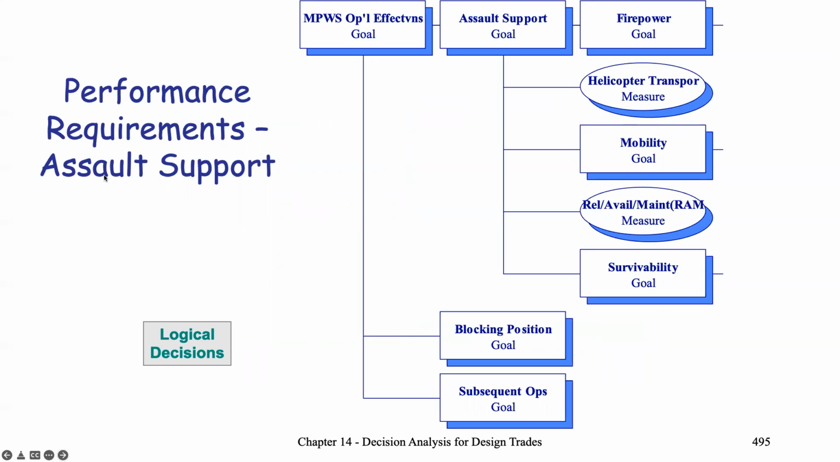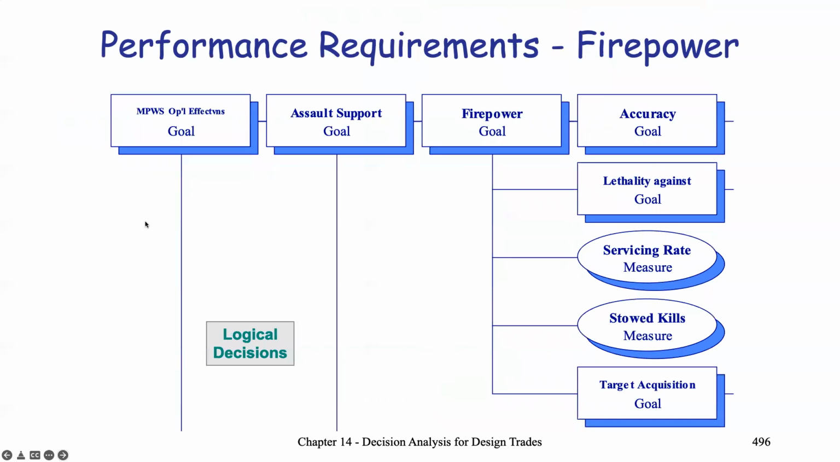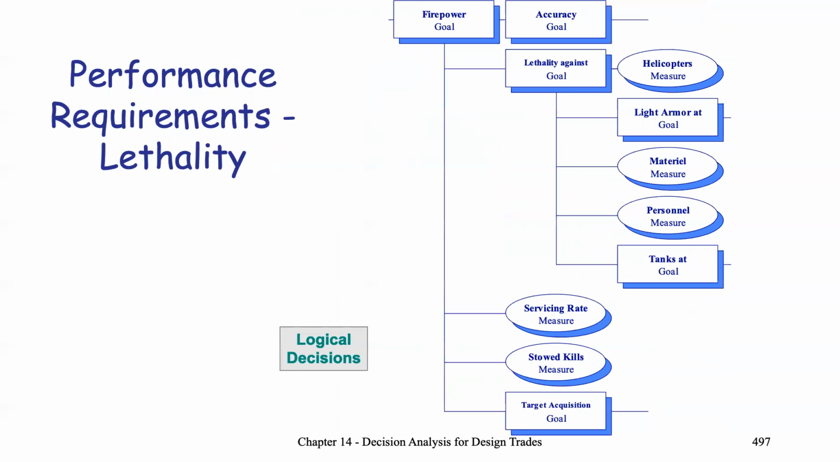So for the performance requirement and the assault support, there was a goal for having a certain level of firepower, having the ability for helicopter transport, mobility, and other things. These are just being laid out for how that could work for the assault support. You have more details for the firepower, the accuracy, the lethality, and other types of measures that were fleshed out in terms of the requirement.